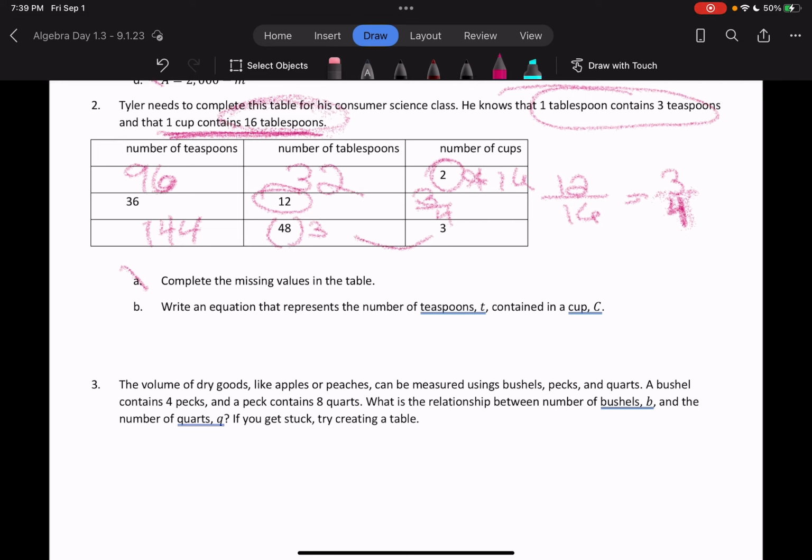B says, write an equation that represents the number of teaspoons T contained in a cup. Well, we know that 2 cups gives us 96 teaspoons, so 1 cup is going to equal 48 teaspoons. And if we want to write an equation to represent that, we would say 48 times the number of cups gives us the number of teaspoons. So if I have 1 cup, I have 48 teaspoons. If I have 2 cups, I have 96 teaspoons, and so forth and so on.